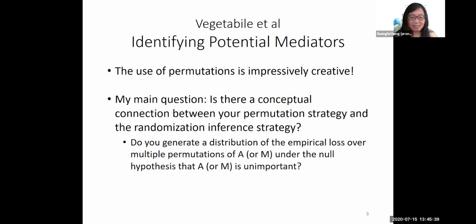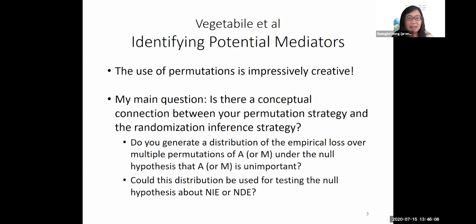I understand that the key difference here is that in the current study, you do not intend to draw any statistical inference from your permutation tests. However, I just wonder, wouldn't each random permutation of your treatment or a particular mediator generate a random value of the empirical loss, and then you have a distribution of the empirical loss. And then perhaps you can use that for testing the null hypothesis about NIE or NDE. So it's a thought.